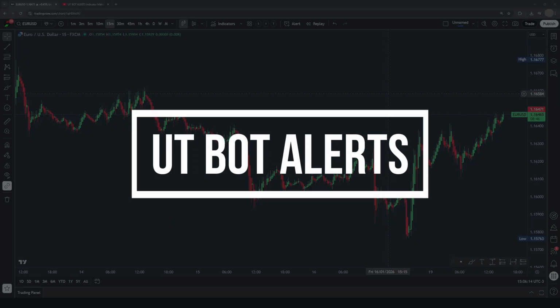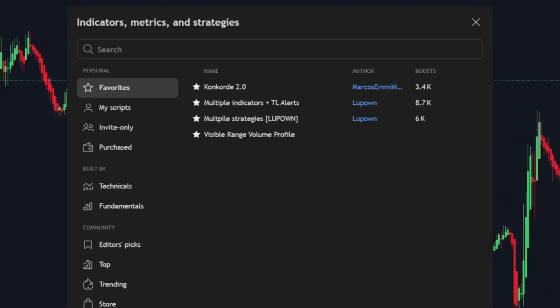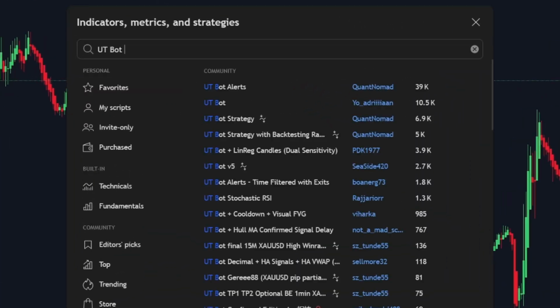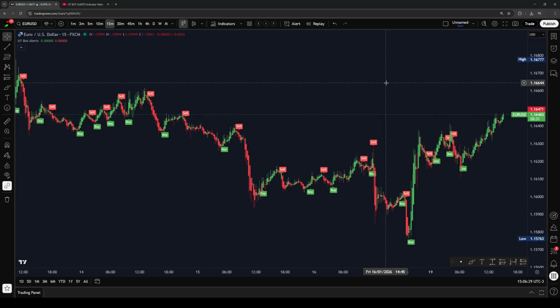Let's move on to our second indicator, UTBot Alerts. Go to Indicators, search for UTBot Alerts, developed by Quant Nomad, and add it to your chart. This indicator is based on an ATR trailing stop, which dynamically adjusts to market volatility. It is widely used in forex markets due to its simplicity and clarity.